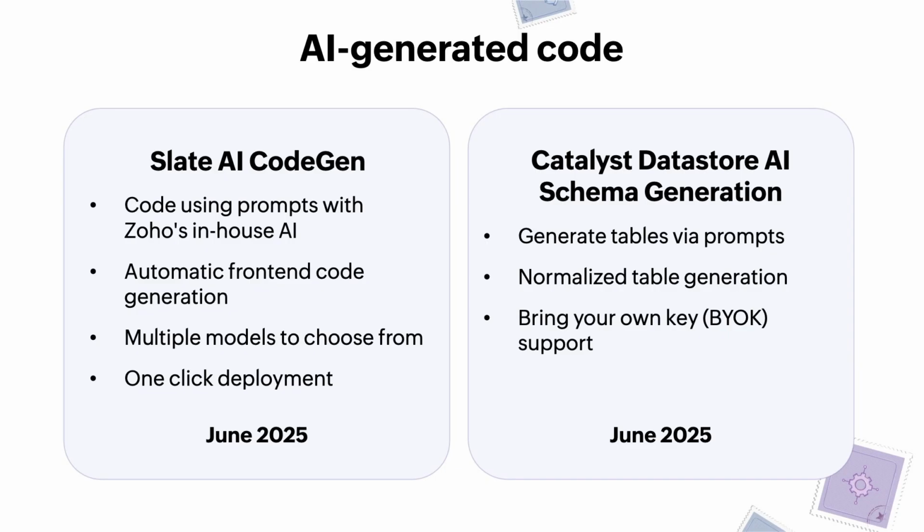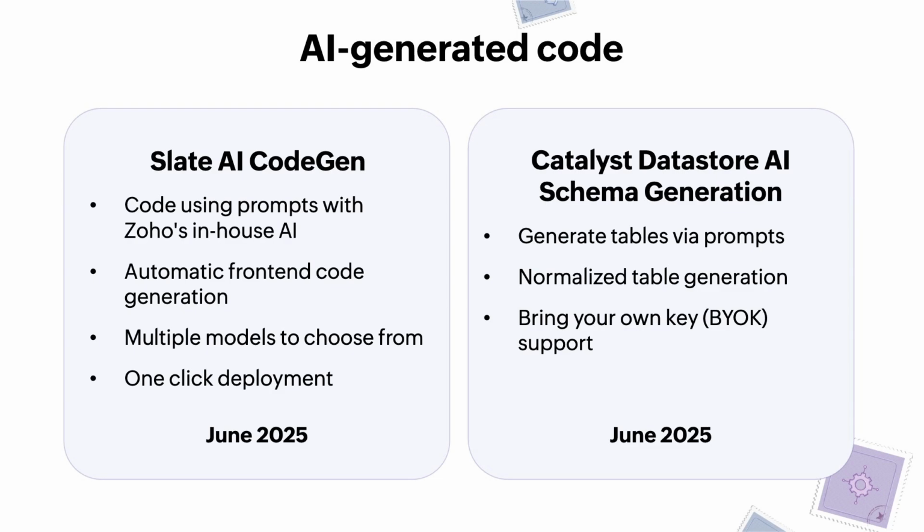Now, around AI generated code. So I showed you Slate, which is our front-end deployment service. We're also launching an AI code gen ability for Slate. So this will let you give in a few prompts and generate a custom front-end and deploy that on Slate within a few clicks. This is expected to be launched in June. We're opening early access for Slate, which is plain and simple Slate, in the next few weeks.